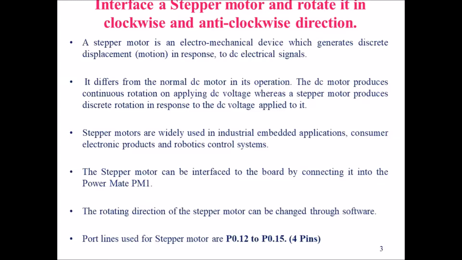It differs from the normal DC motor in its operation, in that the DC motor produces continuous rotation on applying DC voltage, whereas a stepper motor produces a discrete rotation in response to the DC voltage applied to it. Stepper motors are widely used in industrial embedded applications, consumer electronic products, and also in various robotics control systems.